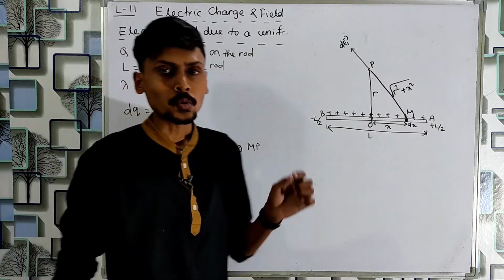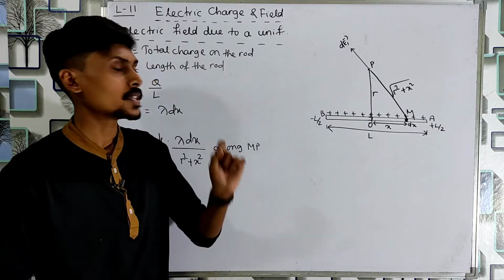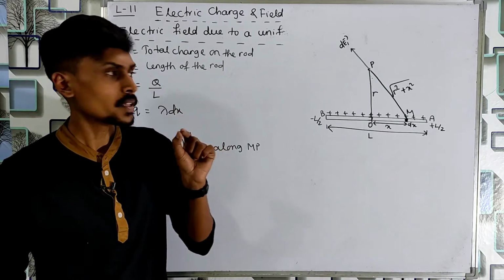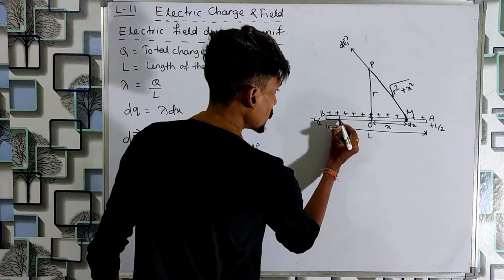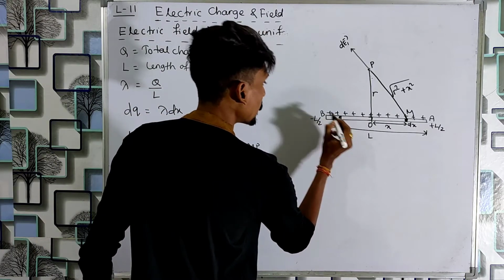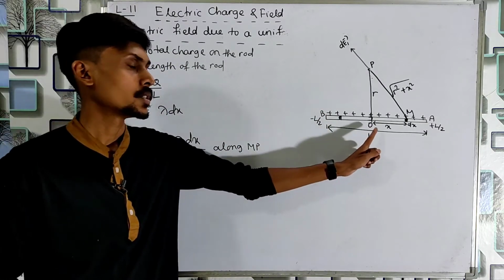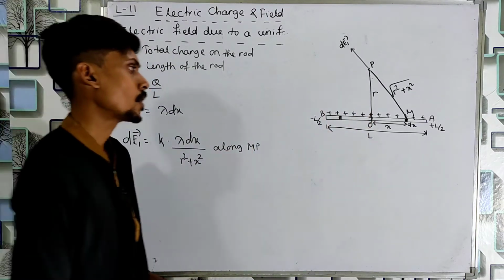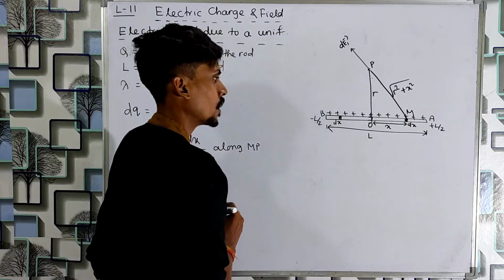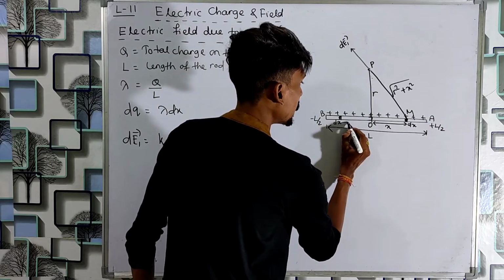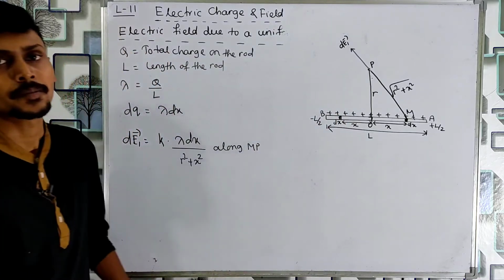Now I will choose another identical element. Identical element means the second element will have the same thickness as the first element, but the second element will be placed on the left side or on the left half of the center O, and the thickness of this element is same dx, and the distance of this element from the point O is also the same x.